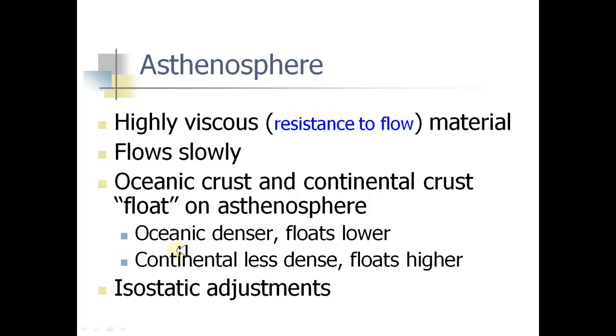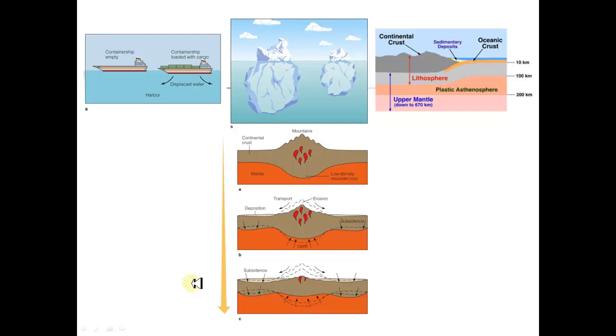rock weathers and erodes and gets dumped into the ocean, adding more weight. Because of that more weight, it's like a rowboat, and the boat sinks into the water, or the oceanic crust would actually sink into the mantle, and the continental crust, becoming less heavy, becomes even less dense and floats even higher, and this will cause stresses in both the oceanic rock and the continental crust. That's isostatic adjustments.